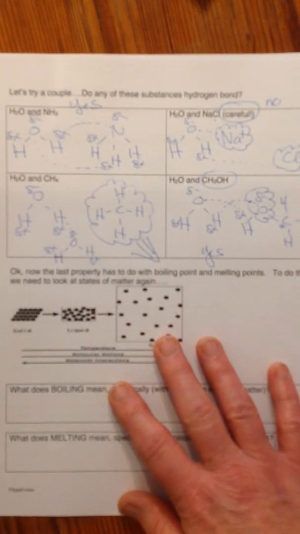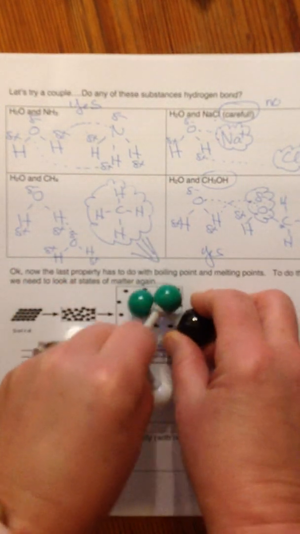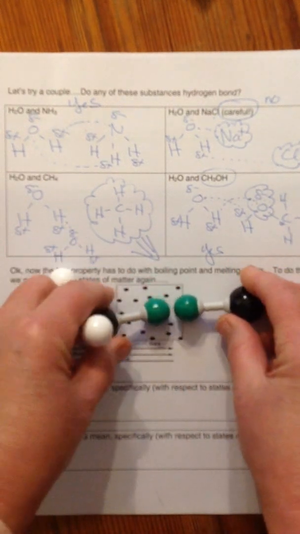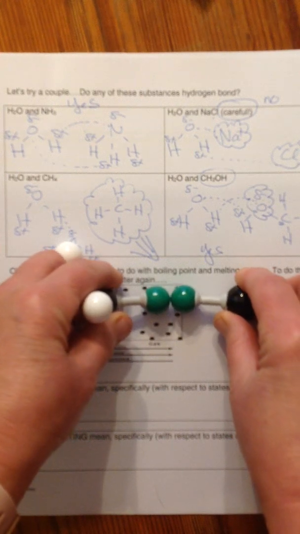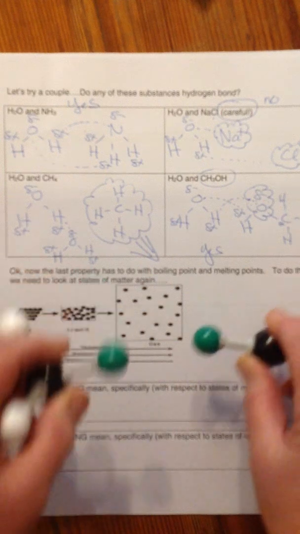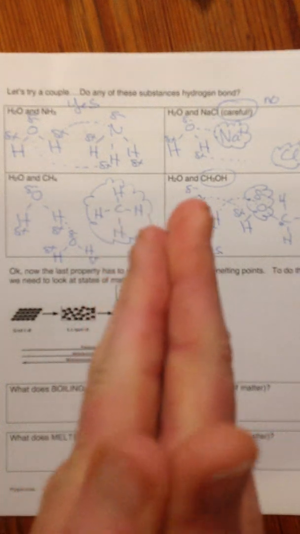All right, other properties have to do with the fact that if you have molecules that are tangled up together with these attractions, the more tightly they are attracted, the harder it will be to pull them apart. Now use whatever analogy comes to mind. Think about human relationships. The tighter you're attracted to somebody, the harder it is to separate.